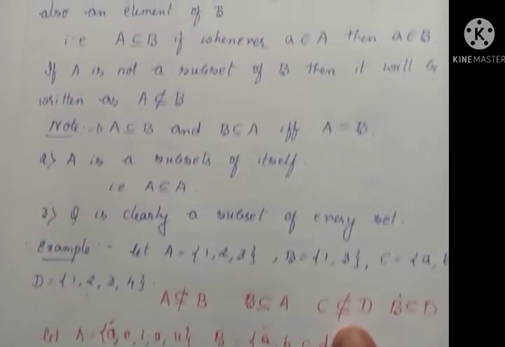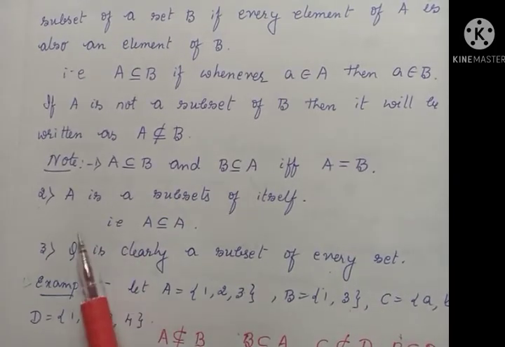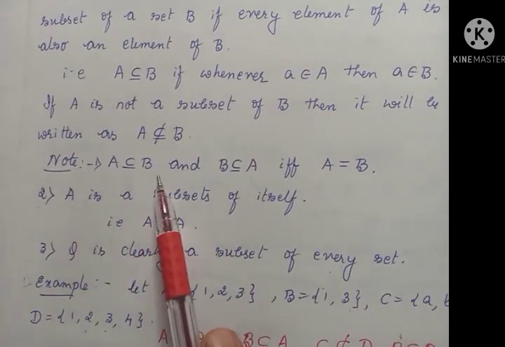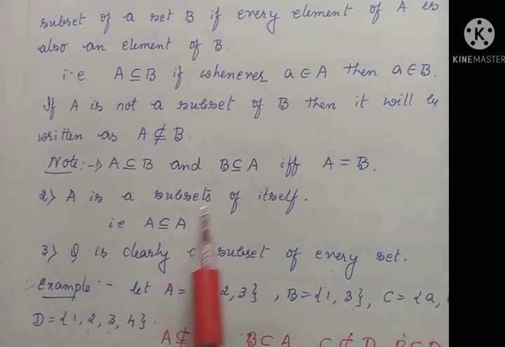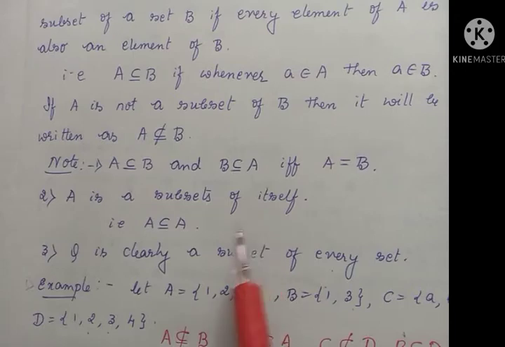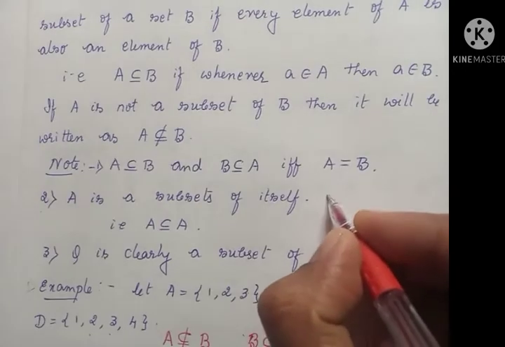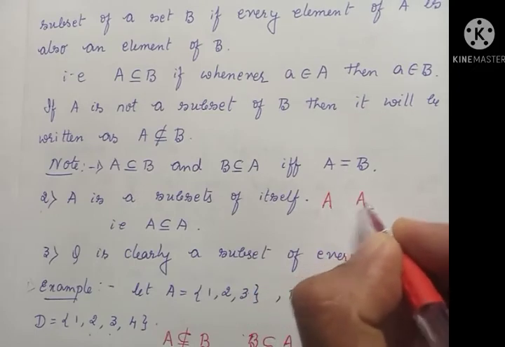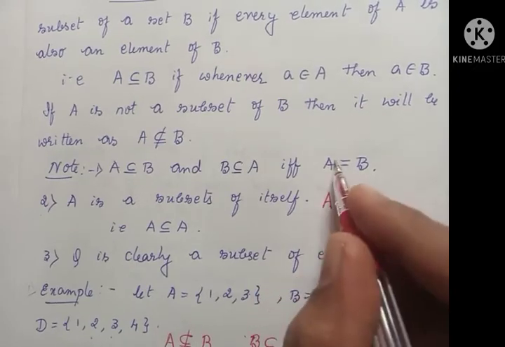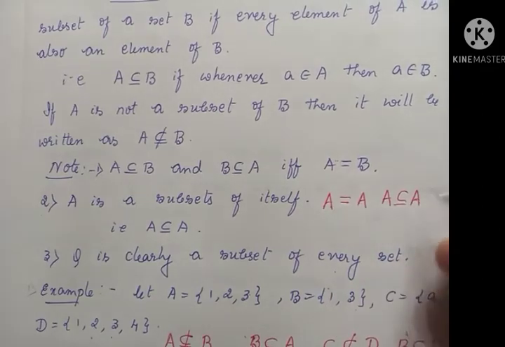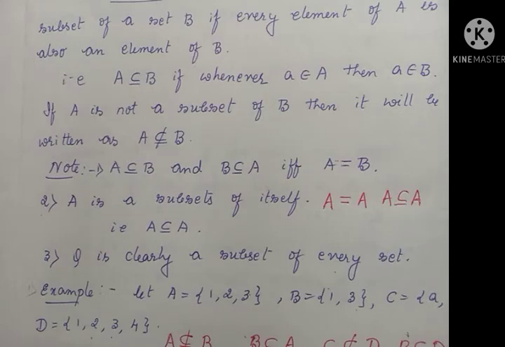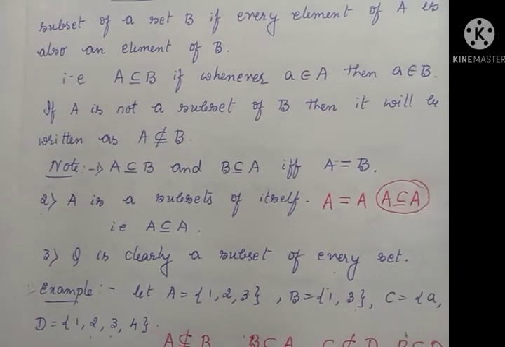Now we'll move back to this. So this gives the definition. A is a subset of itself. So that means if the sets are equal, A is equal to A. So by this definition I can say that A is a subset of A. We can write this. To prove something, if you need this concept, we can easily write it here.